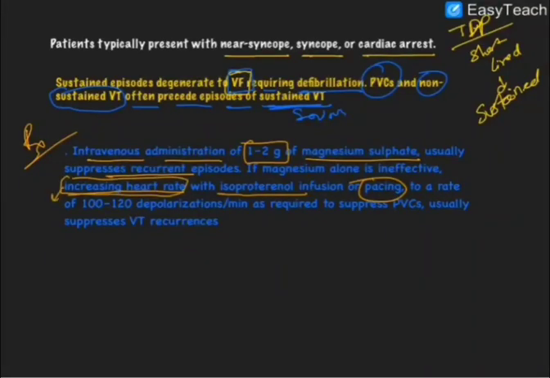And why will increasing the heart rate help in suppressing the PVCs? Because automatically the QT interval will be shortened, and this suppresses the PVCs, which indirectly suppresses the VT recurrences.